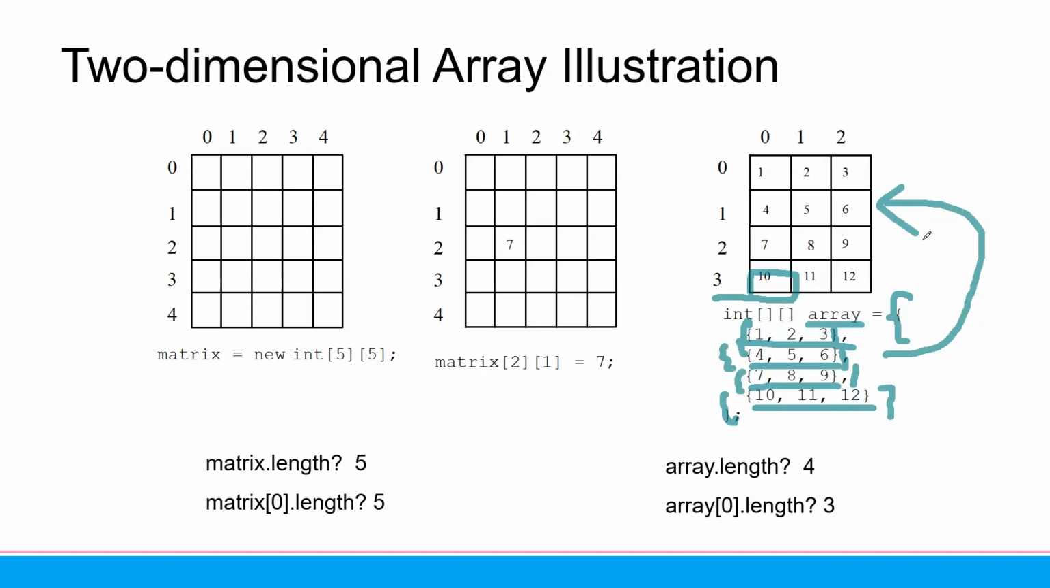Now, the question is, what is the length? In this case, the length is 4. Why? Because we have 1, 2, 3, 4. So the length of the array means the number of rows. And array[0].length is 3. Why is it 3? Because we have 1, 2, 3. So the columns are 3.